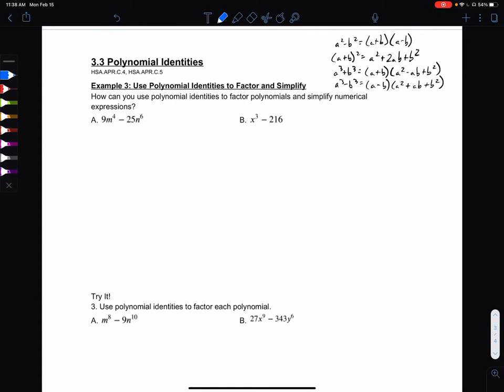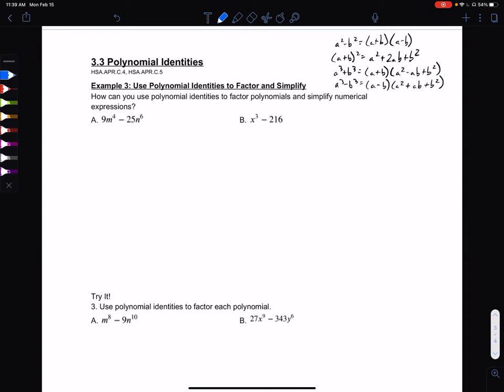Here we're going to look at example 3 from section 3.3, where we'll use polynomial identities to factor and simplify. In the top right here, I've already written out our identities, some of the polynomial identities that we should be familiar with, and we're going to apply those in parts A and B. So how can you use polynomial identities to factor polynomials and simplify numerical expressions?